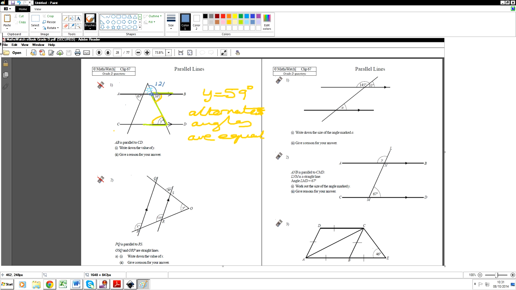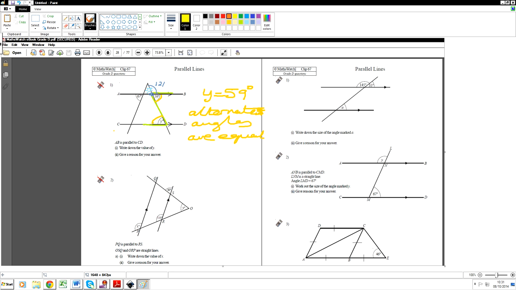Angles at a point on a straight line add up to 180. So here's your straight line. Can you see a straight line here? This one? There's a straight line. There's the point. So this is 59, and you've got the remaining 121 left to make it 180. Now that's 121 over there.